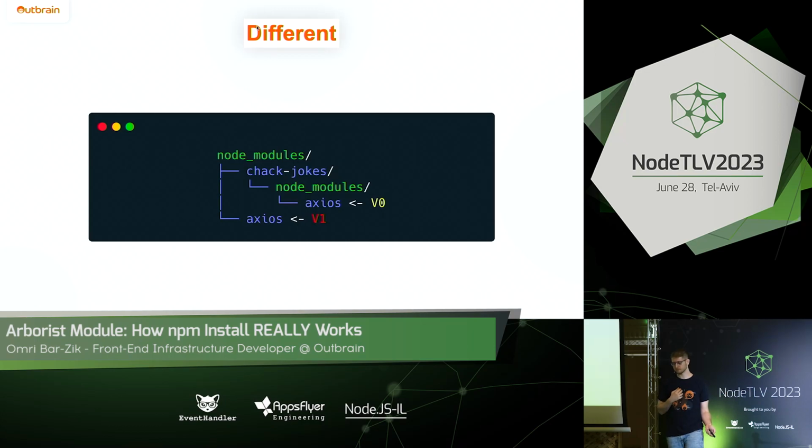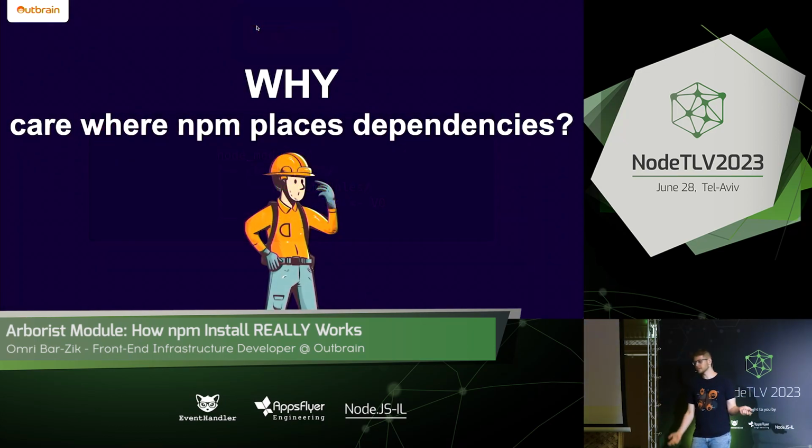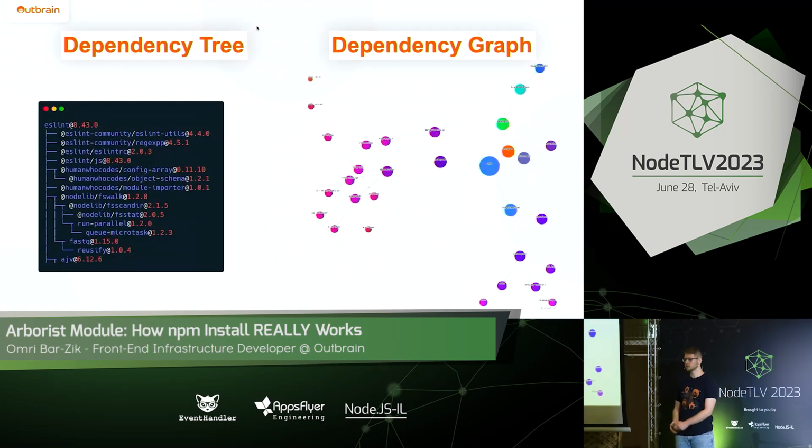Now, this is our fifth and final question. Why do we care where we put our dependencies? Well, let me introduce to you two concepts, the dependency graph and the dependency tree. The dependency graph is a complex web of circular dependencies and colliding versions, but it gives us a full diagram of how every dependency is connected to one another. The dependency tree is a data structure that enables us to model how the node modules directory will actually be inside our file system.